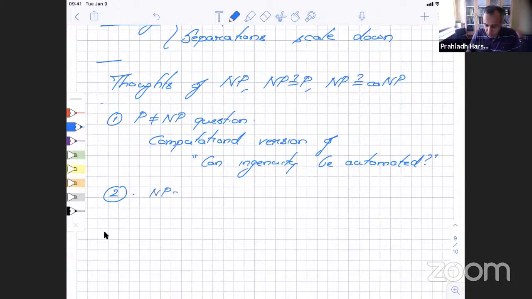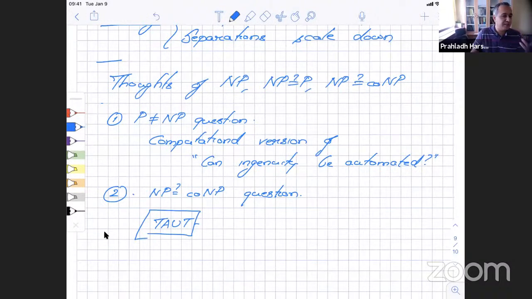While talking about P, we also talked about this other question, the NP versus coNP question. The P versus NP question asks: if you can verify a solution, can you find one efficiently? NP versus coNP is asking something else. Let's look at tautologies. A tautology is a formula that is always true. To show that something is not a tautology is easy. I just give you an assignment on which it evaluates to zero.